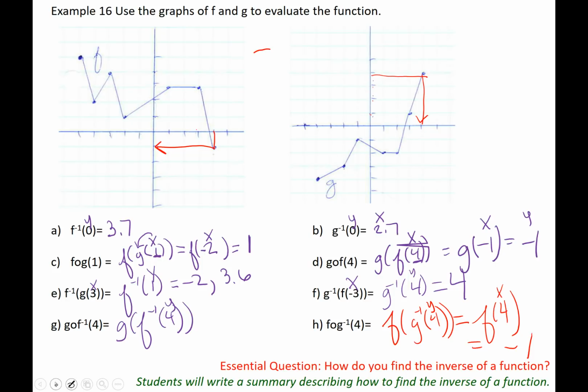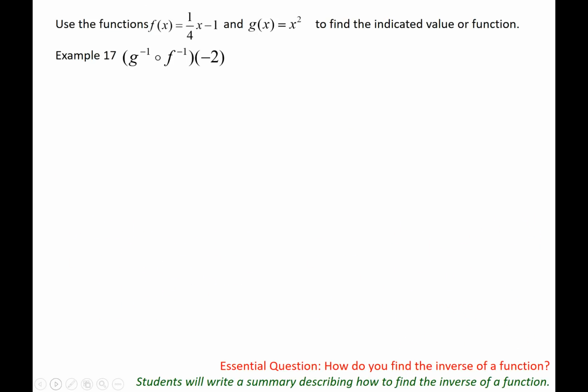All right, let's see if we can do these last 2 examples. Use the functions f of x equals 1/4 x minus 1 and g of x equals x squared to find the indicated value or function. So it wants me to find the composition of g inverse of f inverse of -2. So I'm going to first find the inverses of those functions, and then I'm going to compose using that.